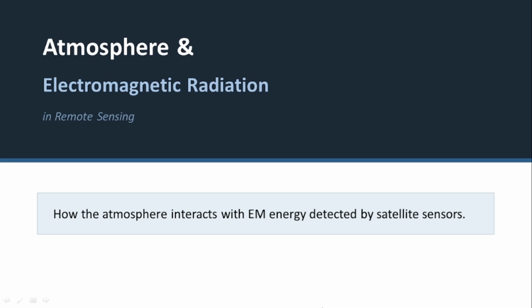Today I will teach you about the atmosphere and electromagnetic radiations. You all know how remote sensing works. Basically, here you can see the sun is emitting electromagnetic radiations and then these radiations are striking various surfaces on the earth and then these surfaces emit the radiation back here to the sensor. But between these comes the atmosphere.